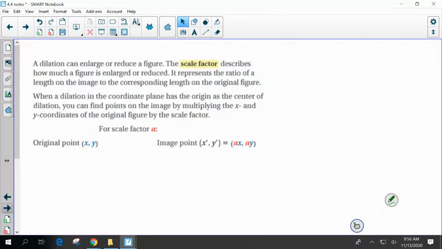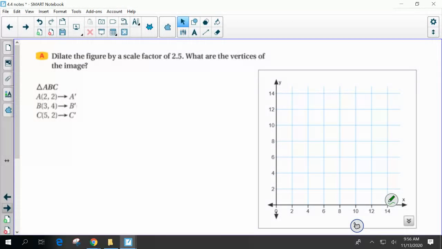Okay, so for this next part, we're actually going to use a scale factor and enlarge or reduce the image. So here we have a triangle, because we have 3 vertices, right? That's a triangle. And we are going to dilate the figure by a scale factor of 2.5. So that means we're gonna take every coordinate, x and y, and multiply it by 2.5. So A is 2, 2.